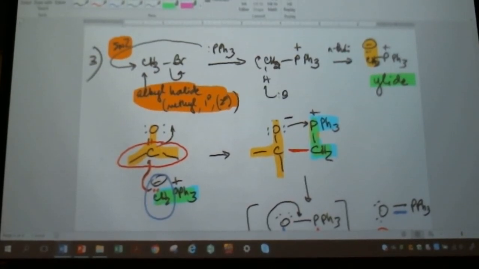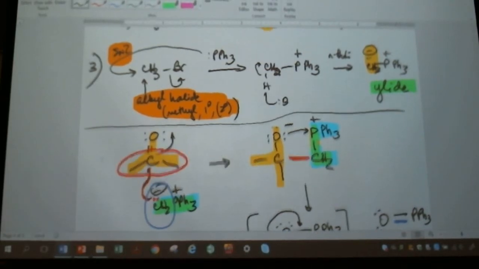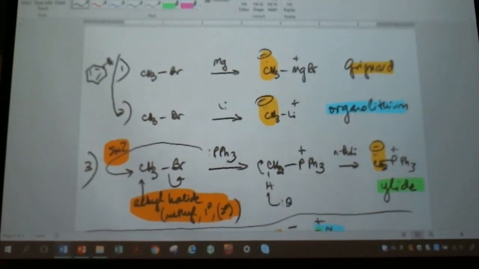So there are some differences, some similarities, but try to see the similarities. They're all starting from halides, they all give the nucleophilic carbon, that nucleophilic carbon adds to a carbonyl, but then what happens from that point on is slightly different.